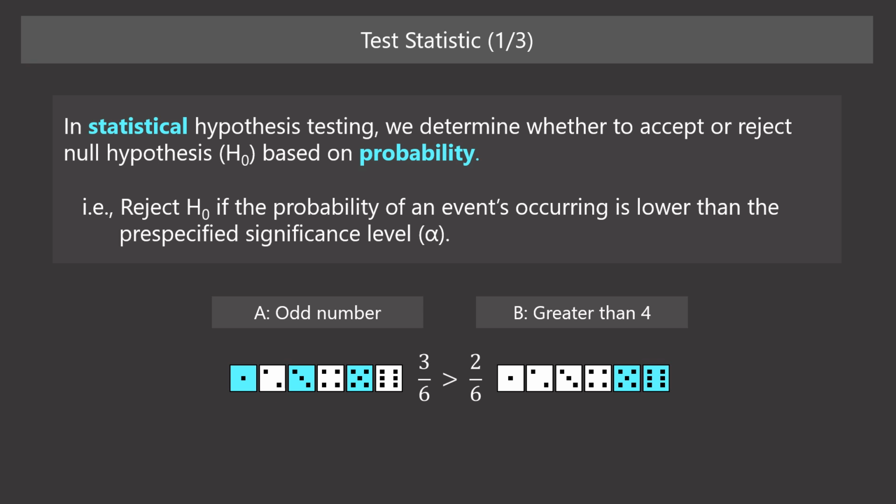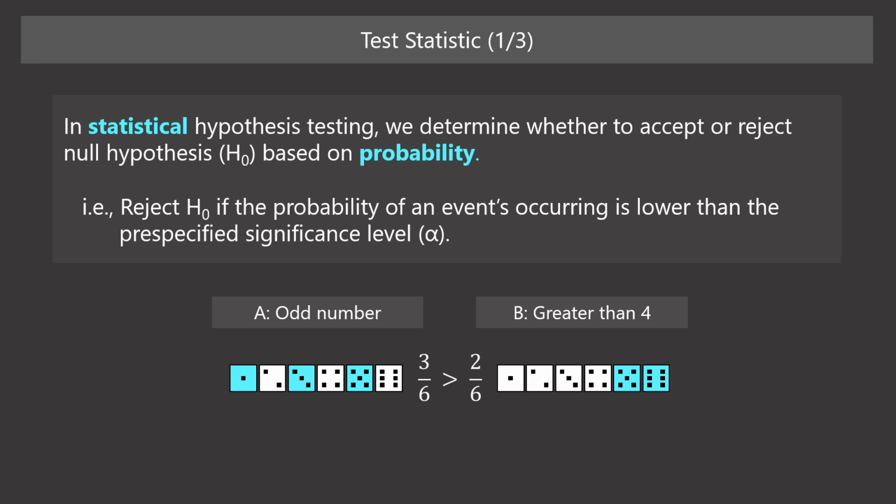Well, let's consider an example of rolling a 6-sided die. Event A is getting an odd number. Event B is getting a pip greater than 4. Which event is more likely to occur? This problem is not so difficult because we can objectively calculate the probability of occurring. We can conclude that the event A's probability is higher than B's probability.